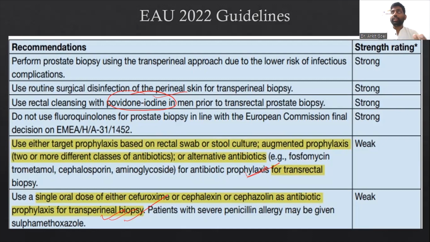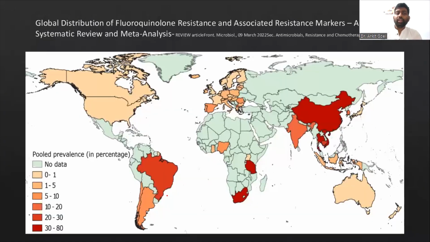Why did the EAU suddenly think of discouraging the use of levofloxacin or fluoroquinolones? The reason for it being the increasing global distribution of the fluoroquinolone resistance. So this is a very beautiful systematic review and meta-analysis which has been published in 2022 regarding the actual present prevalence of the fluoroquinolone resistance. And we can see that in the European countries, there is about 10 to 20% prevalence of the fluoroquinolone resistance. And they have discouraged the use of fluoroquinolones in these countries because of this.